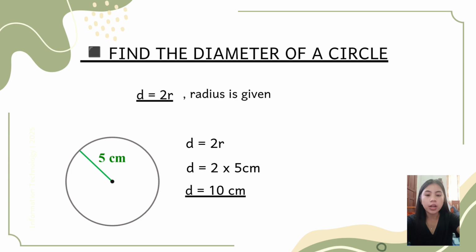Next, we are going to find the diameter of a circle. We use the formula diameter equals 2, the half of the circle, times the radius, if the radius is given. So if the radius of the circle is 5 centimeters, diameter equals 2 times 5 centimeters. So diameter equals 10 centimeters. That is the diameter of a circle if the radius is given.